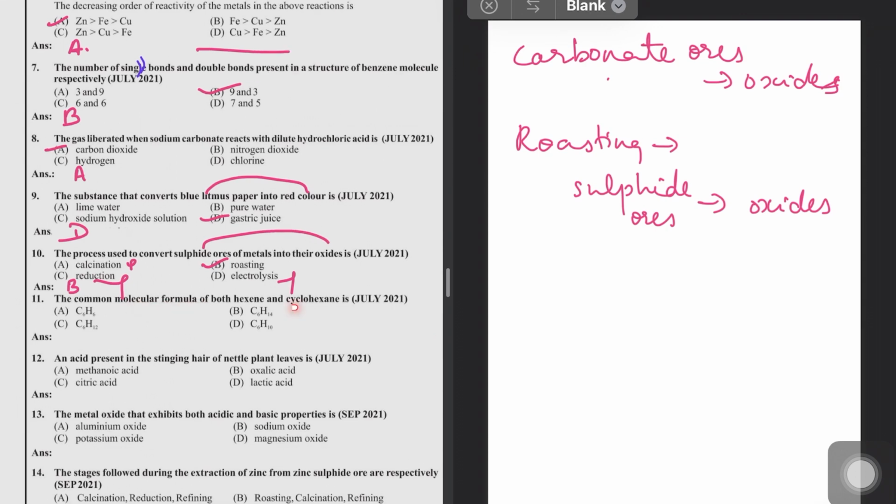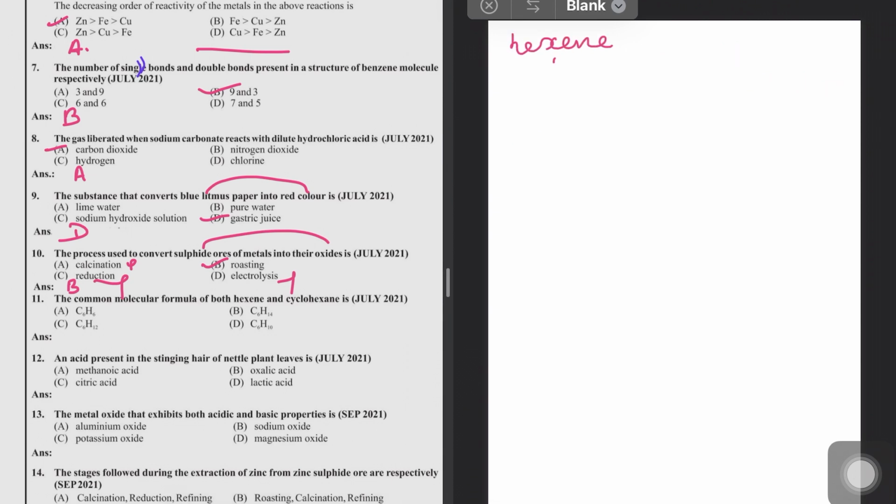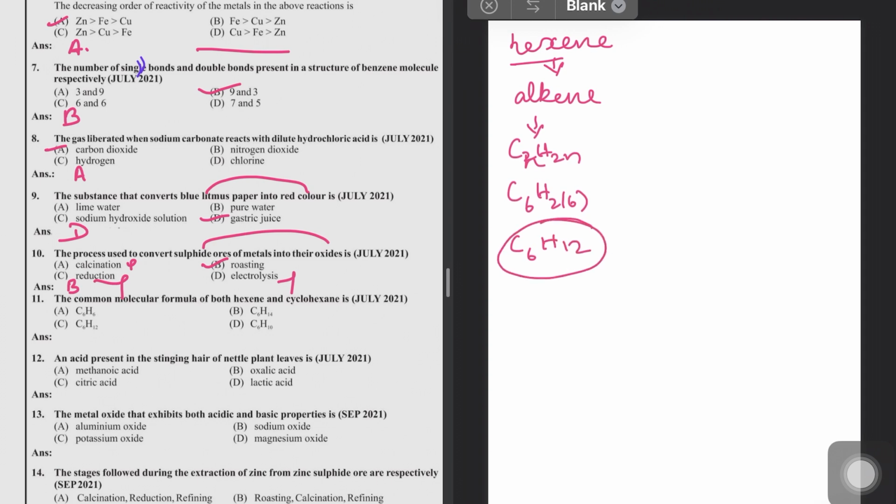The common molecular formula for both hexene and cyclohexane is. So there is one common formula for hexene and cyclohexane. What is that among the given options? Hexene is nothing but an alkene whose general formula is CnH2n. Since it is hexene, hex means 6. So in the n place, I'll be taking 6. 2 into 6, that is nothing but C6H12. So this is the molecular formula for hexene.